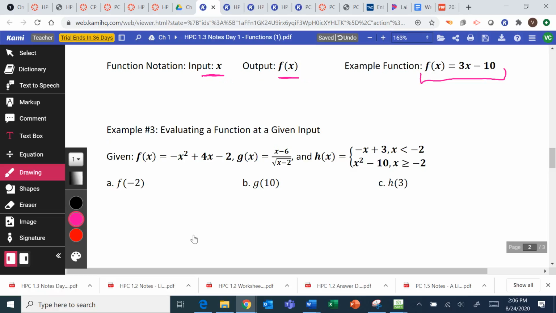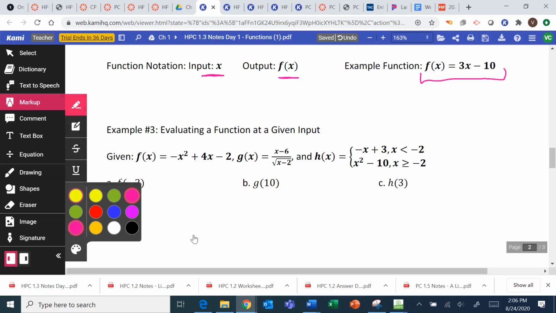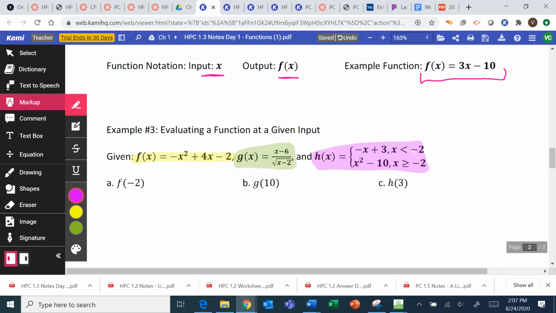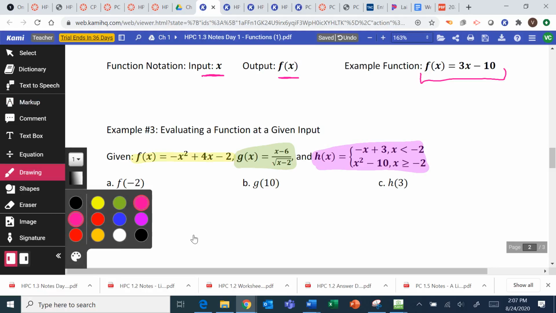There are 3 equations sitting here, but I did not do a good job of splitting them up. So I'm going to highlight my f equation, my g equation, and my h equation. So I've got 3 equations sitting there. They're all functions. You know, that green and yellow look very similar in color. They're all functions, but there's a reason why they have different letters.